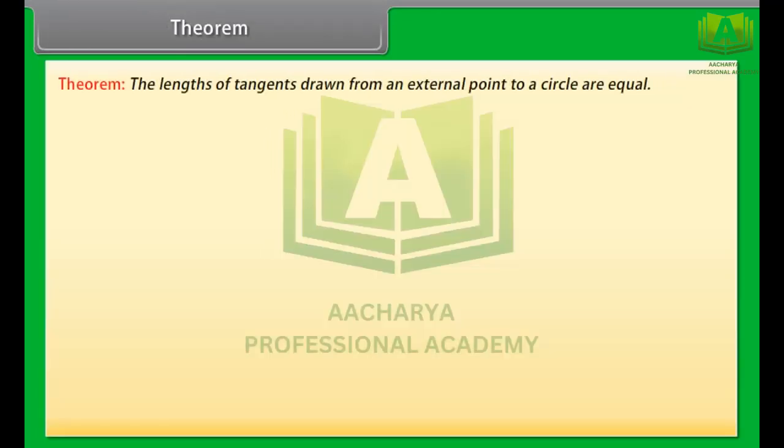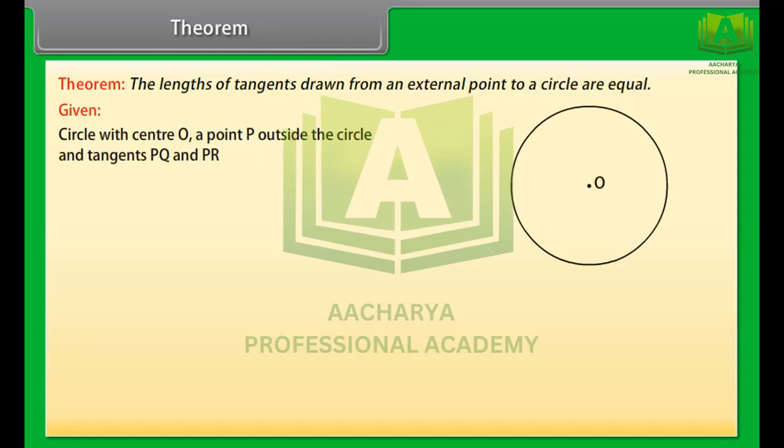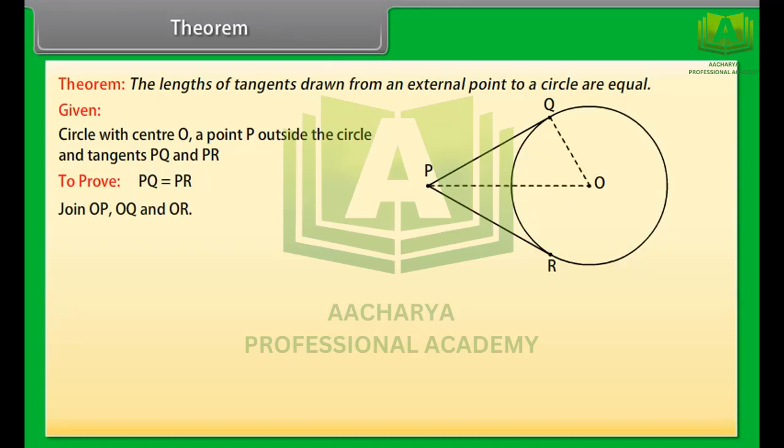Theorem: The lengths of tangents drawn from an external point to a circle are equal. We are given a circle with center O, a point P lying outside the circle, and two tangents PQ, PR on the circle from P. We need to prove that PQ is equal to PR. Let's join OP, OQ and OR.